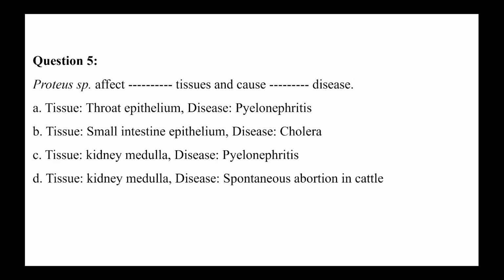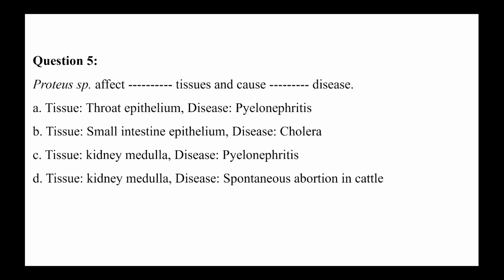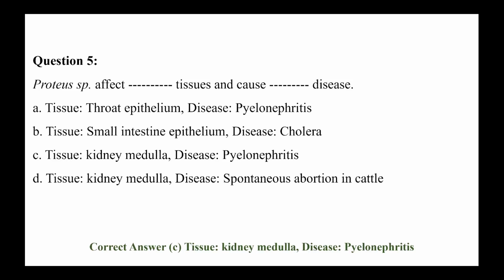So Proteus species again, it's a bacteria. It affects which tissue and causes what disease? So you're saying B, that is small intestine epithelium and cholera. Okay, let's see the answer. The correct answer is not option B, it's actually option C. So Proteus species affects the kidney medulla and it causes pyelonephritis.